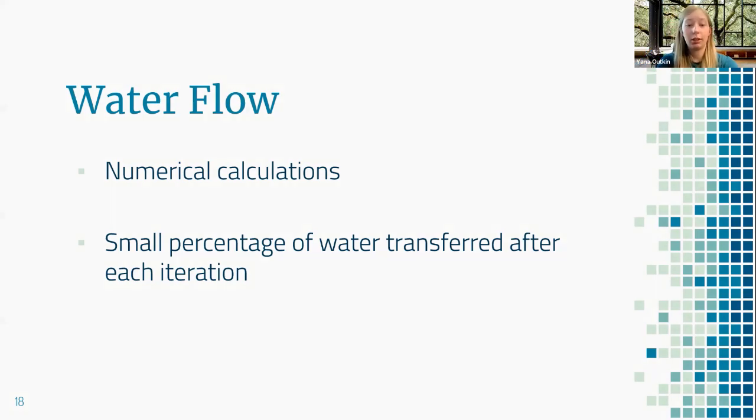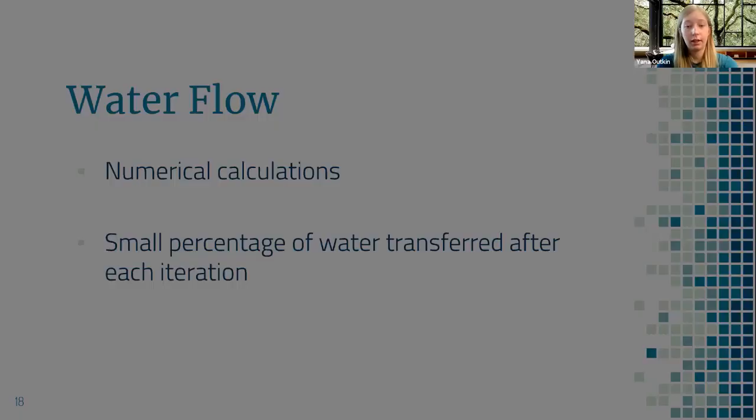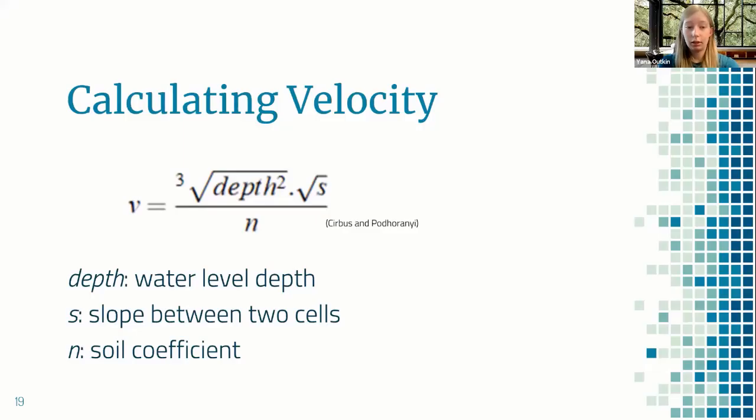So I used this equation to calculate velocity. It's directly dependent on the depth of the water and the slope between two cells. I didn't find data for the soil coefficient n. I found data for the total depth of the soil in some regions, but not the specific soil properties. And as a result, I set the coefficient to 1 for this approach.